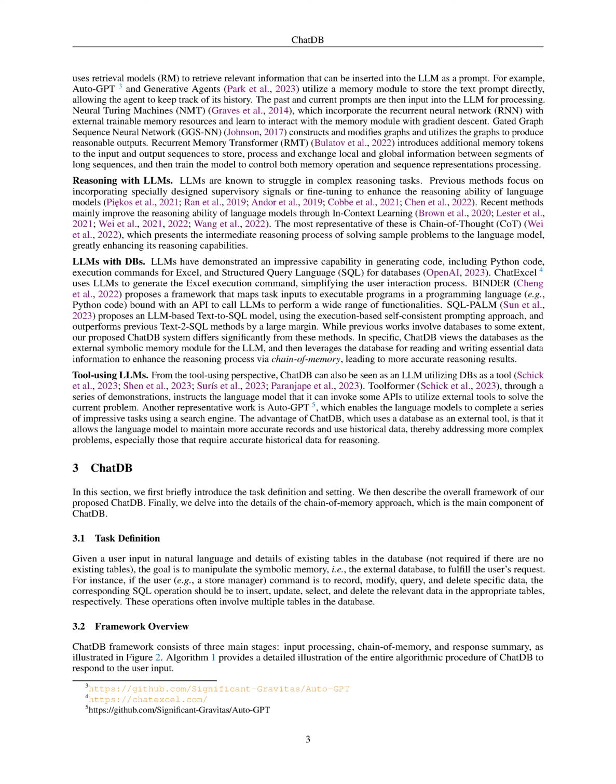Let's take a closer look at how ChatDB works. There are three main stages in our framework: input processing, the chain of memory, and a response summary. The process begins with interpreting the user's input. If the request requires us to interact with the memory database, ChatDB generates a series of steps using large language models, LLMs, to do so. If not, the LLMs simply generate a direct response.